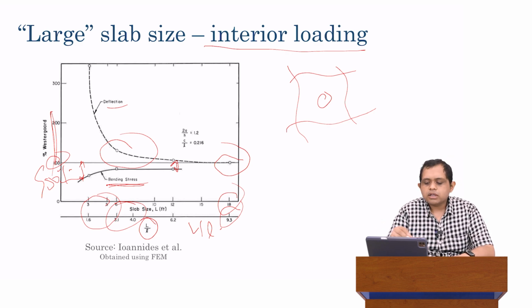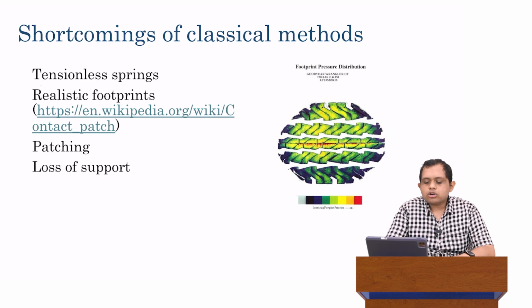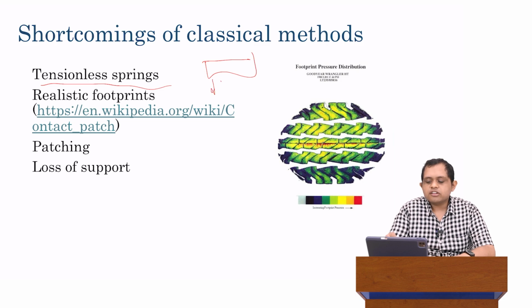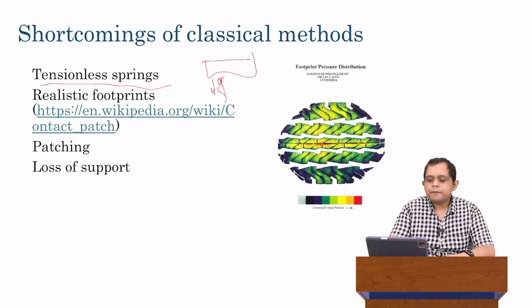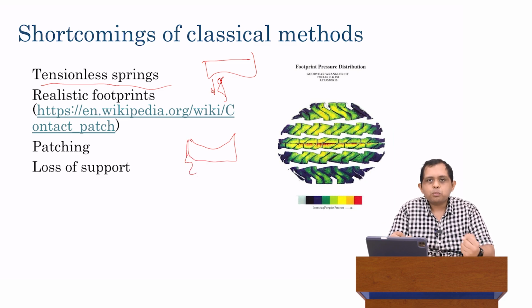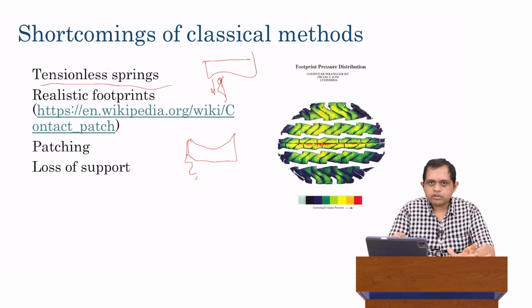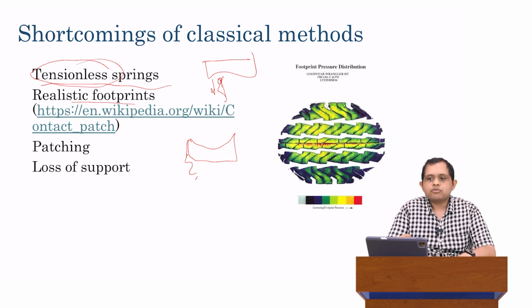Here's another shortcoming. So, of course, one shortcoming we already talked about was tensionless springs. The fact that the spring, when this slab is pushing downwards, then the spring is providing some reaction, that's fine. But when the slab is actually pushing upwards or it's bending upwards, then the ground is trying to pull it back down. That's not what reality is. So we cannot analyze tensionless springs using classical methods. Another issue is realistic footprints.